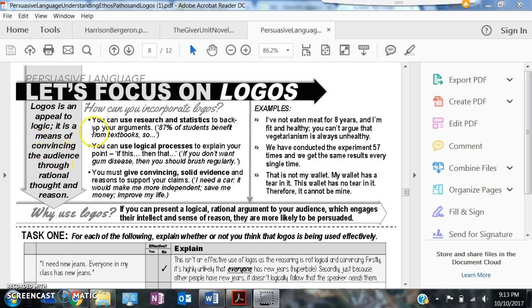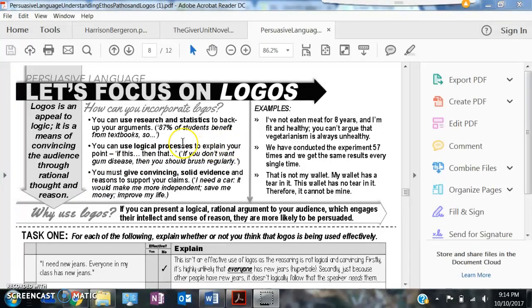If you look at the arrow here, it says, logos is an appeal to logic. It is a means of convincing the audience through rational thought and reason. So I like to think it's a logical explanation for whatever it is they're trying to convince you of. It makes sense. Or you can easily identify a reason. And remember that reason was kind of the big word that we wrote down, along with ethos being trustworthy and then pathos being emotions. So let's read the how can you incorporate logos.